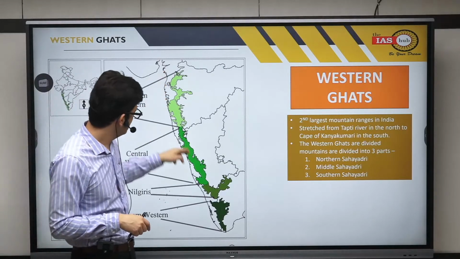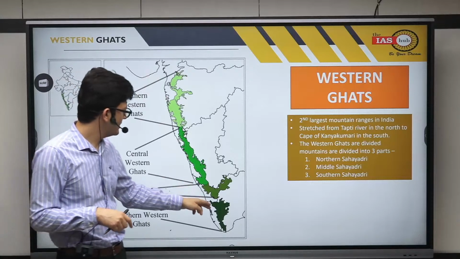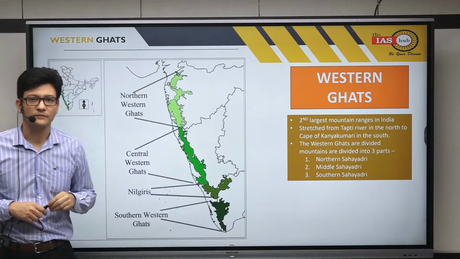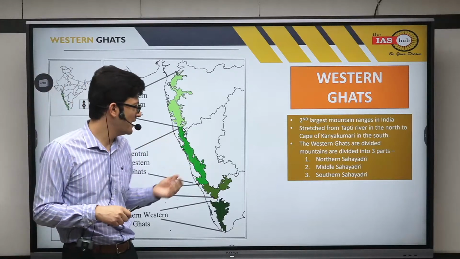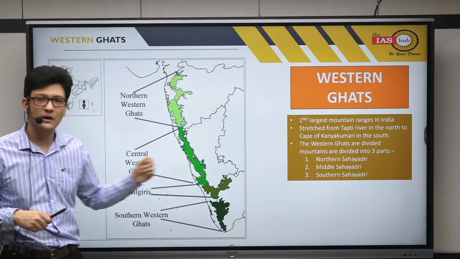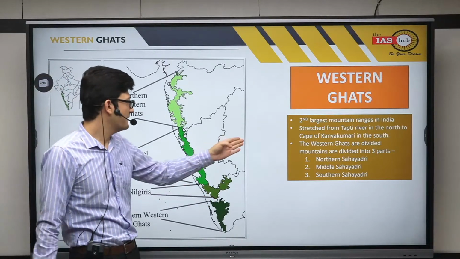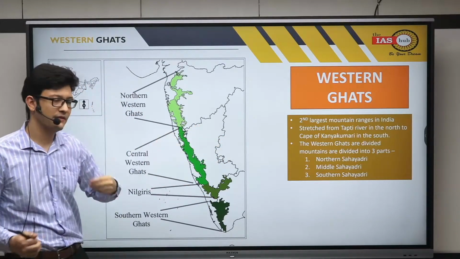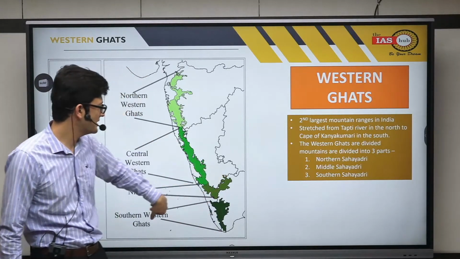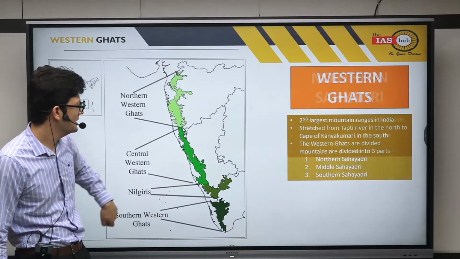The basic characteristic of these mountain ranges in the Indian context is that these are the second largest mountain ranges in India after the Himalayas. Obviously, these are stretched from the Tapi River in the north towards Cape Kanyakumari in the south, and the Western Ghats are divided, as we have discussed, into northern Sahyadris, middle Sahyadris, and southern Sahyadris. Now we see the extension of these three divisions individually.